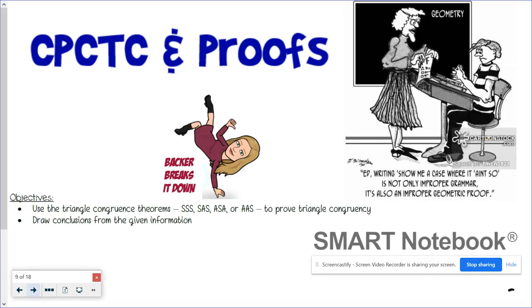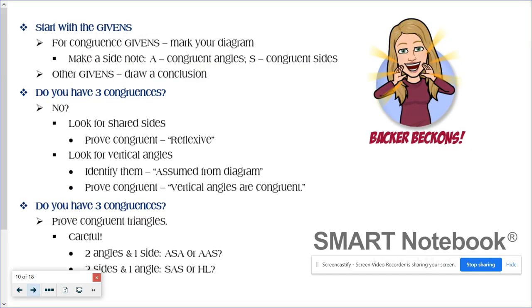Okay, so just a little reminder of how we go about proving two triangles are congruent. We always want to start with the given information. If it's a congruence given, mark your diagram, make a little side notation, A for congruent angles, S for congruent sides. Any other given information, we do want to draw a conclusion. After you've done this, do you have three congruences? If you don't, look for shared sides and vertical angles. Once you do have your three congruences, you are ready to prove the two triangles are congruent.